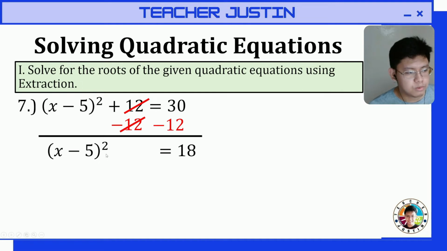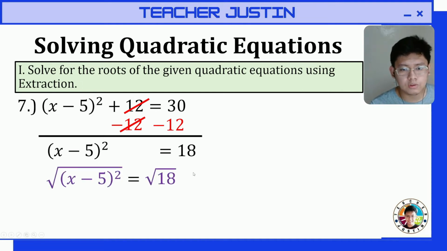So, we need to remove the exponent 2 by getting the square root of both sides or applying the square root property. So, we get the square root of the squared quantity x minus 5. That will give us x minus 5. So, wala na siyang grouping symbol.